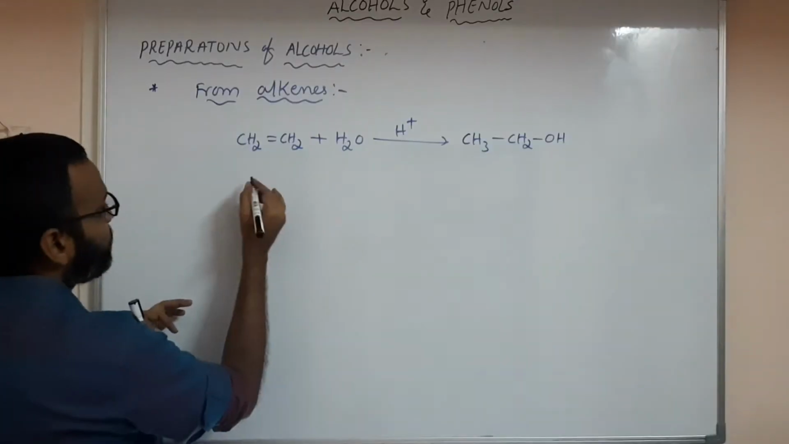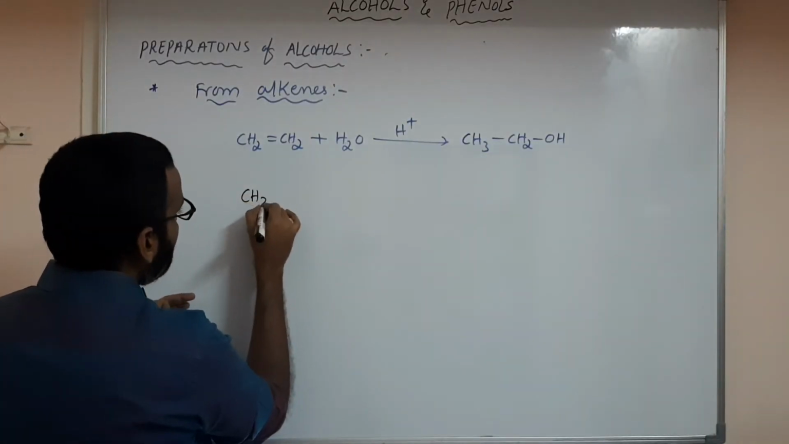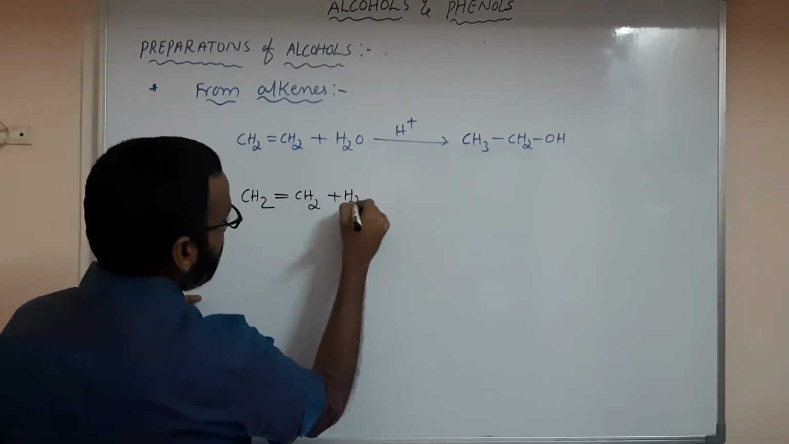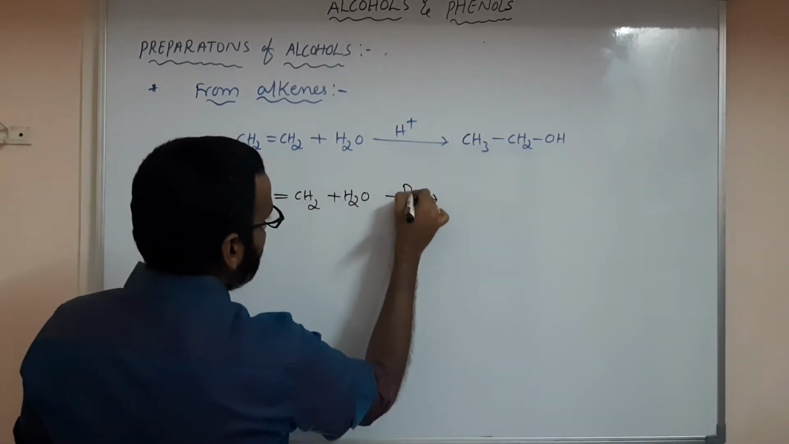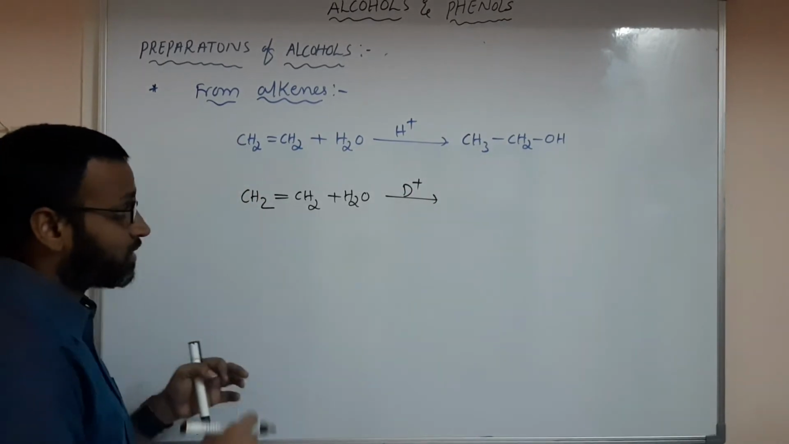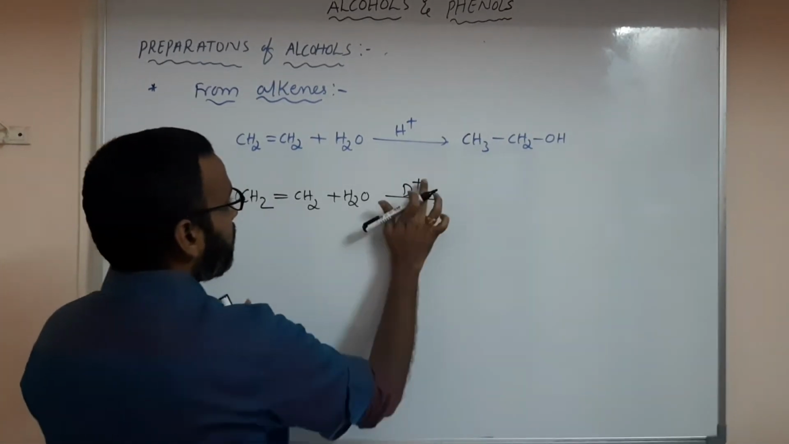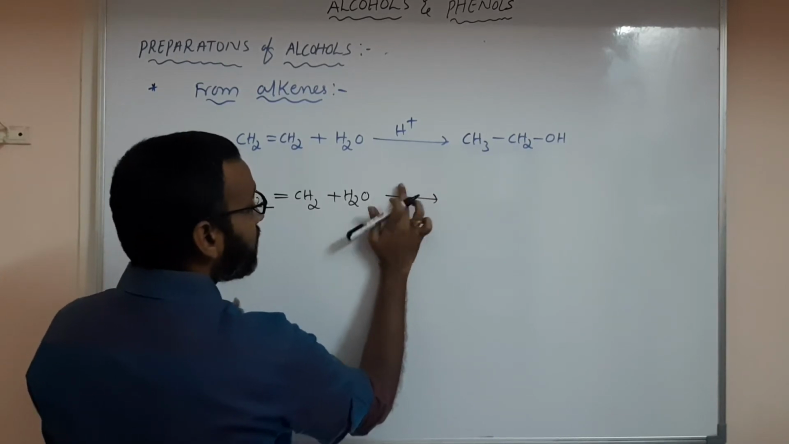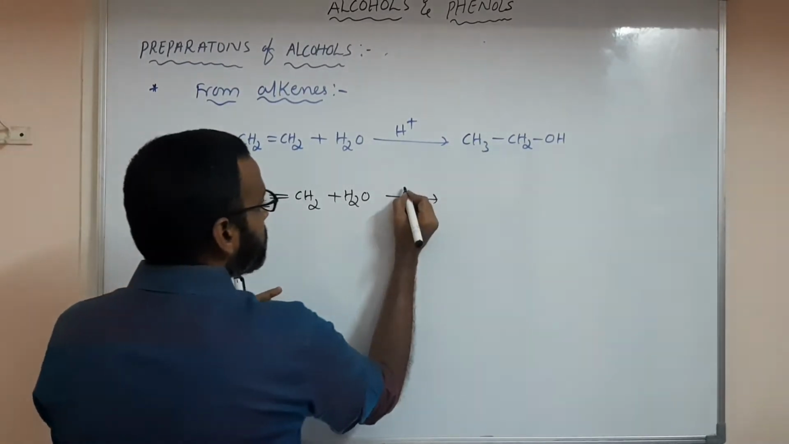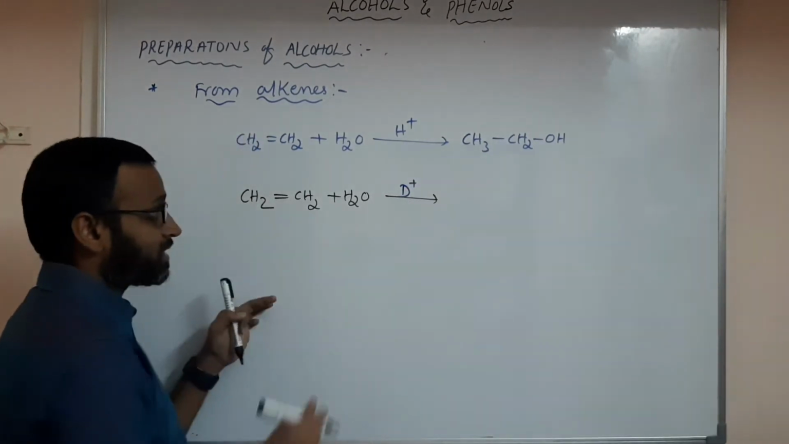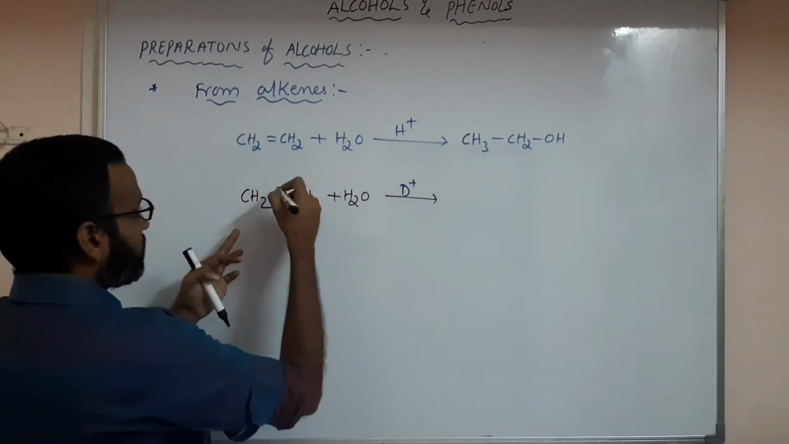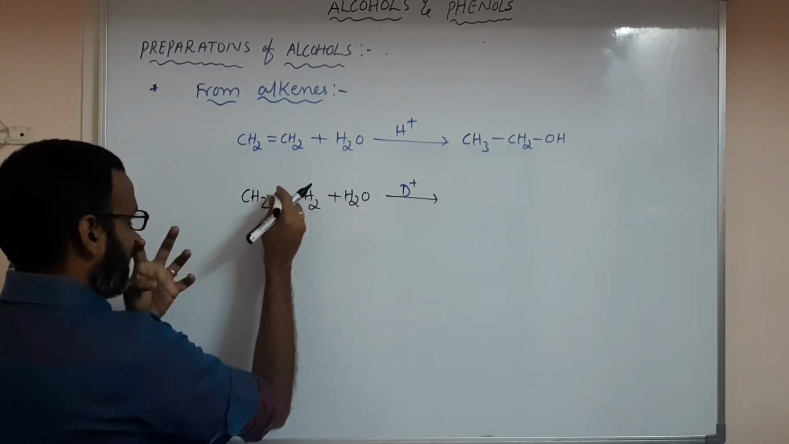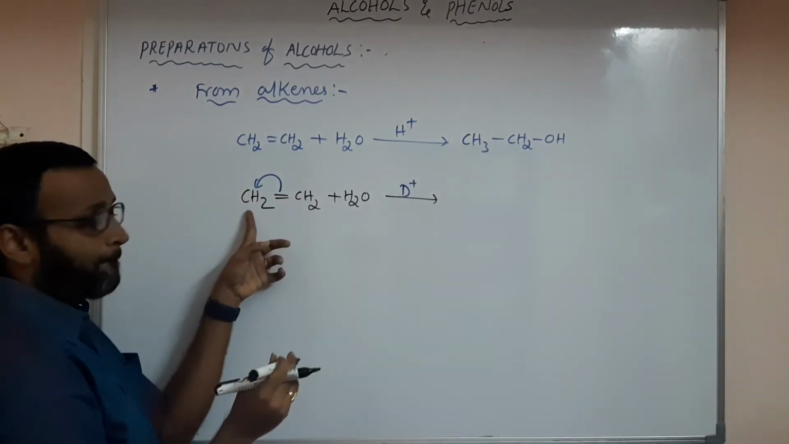Got it, everyone? Suppose I take CH2=CH2 and use water in the presence of D plus. What is the product? D means what, sir? Deuterium. If I am using D plus, this bond will migrate from here to here, and then D will come over here.